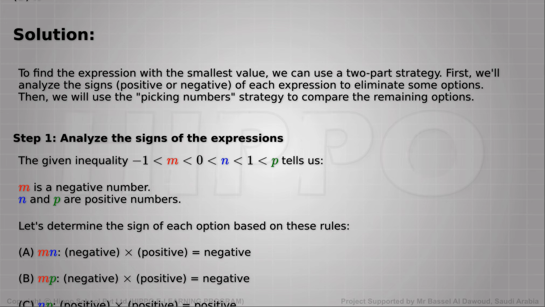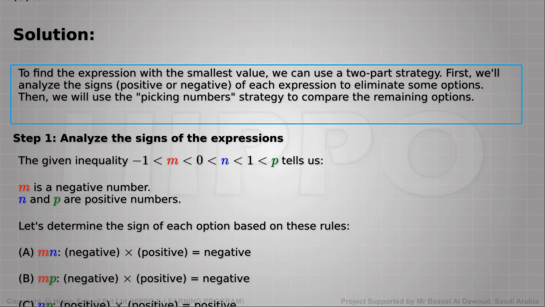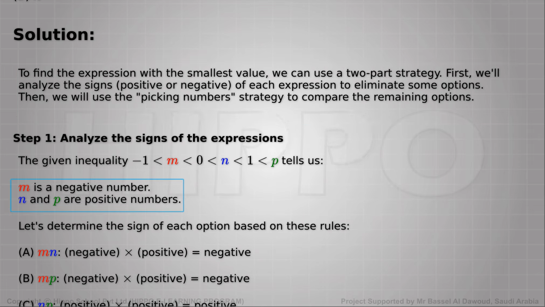All right, let's start with step 1. The first thing we need to do is really understand what the inequality tells us about each variable. As it's broken down on the screen, the inequality -1 is less than m, which is less than 0, tells us that m must be a negative number. Then, the inequality 0 is less than n, which is less than 1, and 1 is less than p, tells us that both n and p must be positive numbers.